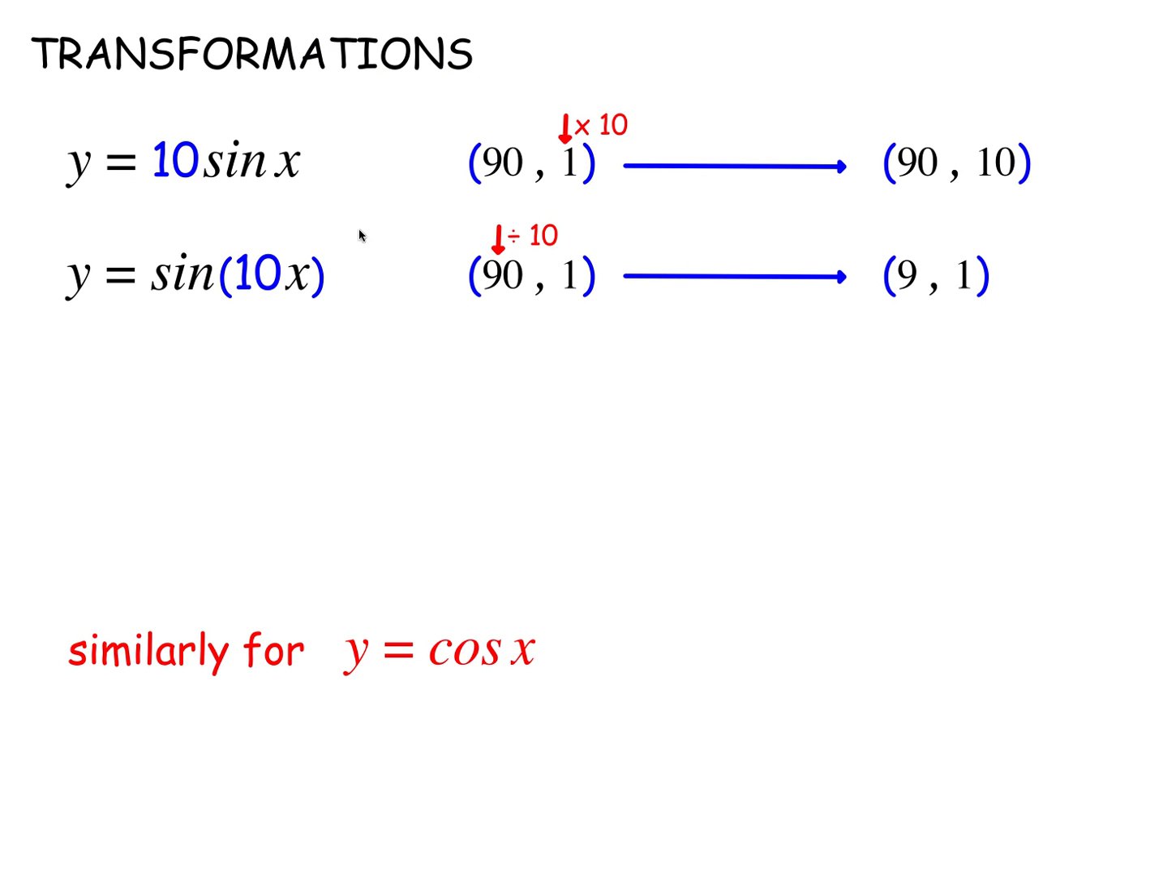So what happened here with y equals sine x, it's the same business for y equals cos x. It's just that it'd be 0, 1 or 361 for the maximum turning points.